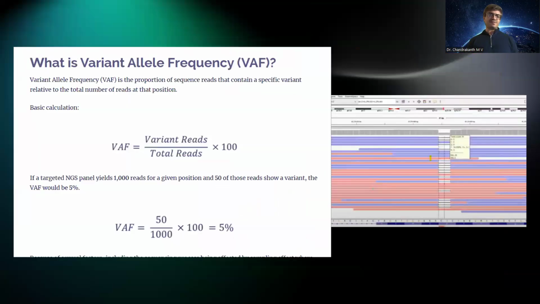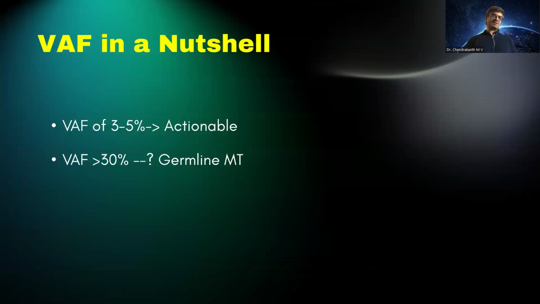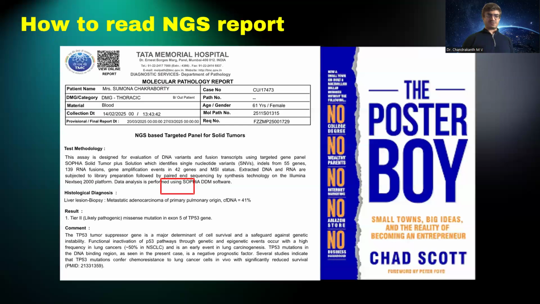What is VAF? VAF is the proportion of sequence reads that contain a specific variant. For example, if a targeted NGS panel yields 1,000 reads for a particular position and 50 reads carry the variant, then it is 50 by 1,000 into 100, which is 5%. The greater the percent, the greater the chance it is a driver mutation. A VAF of 3 to 5% is considered actionable, and if it is more than 30 to 50%, you should look for a germline mutation.